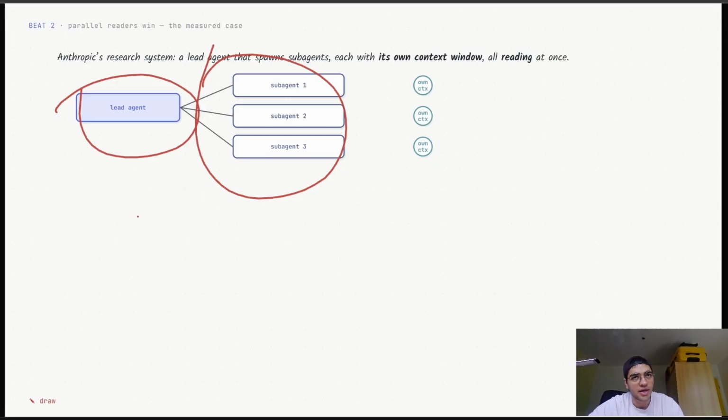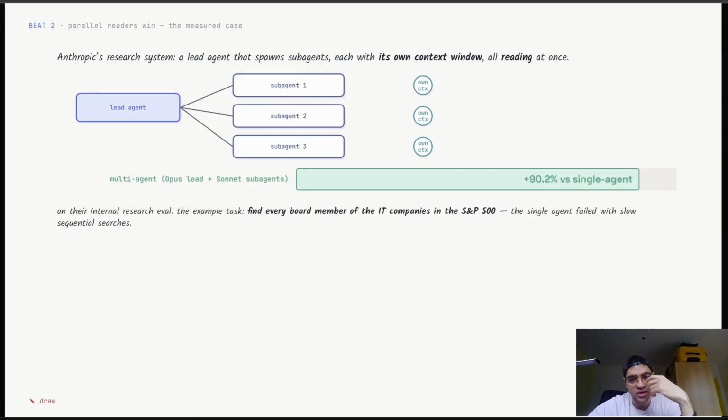So the lead agent would decide, okay, I'm gonna split this research part to the sub-agents, and then they're all reading, searching, fetching, skimming. Each one is doing their own thing at the same time. It's parallelizable, there is less latency. So there is lots of things that you're running here. And actually, the multi-agent system outperformed the single agent by 90.2% when it comes to their internal research evaluation. Their example task tells you why.